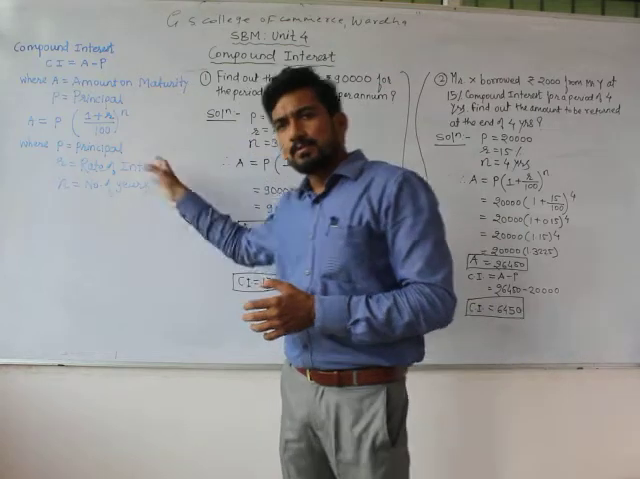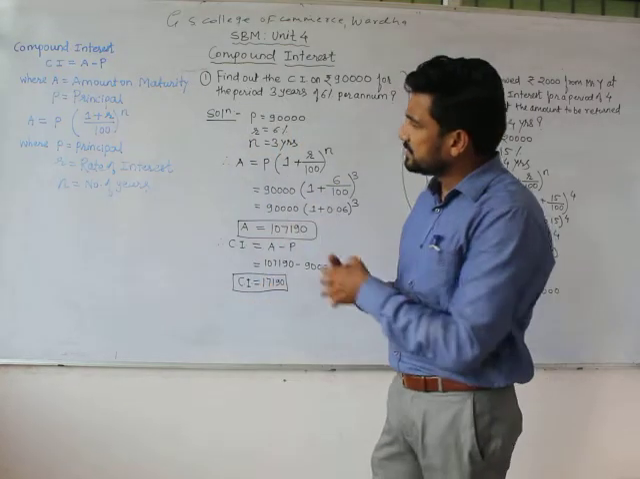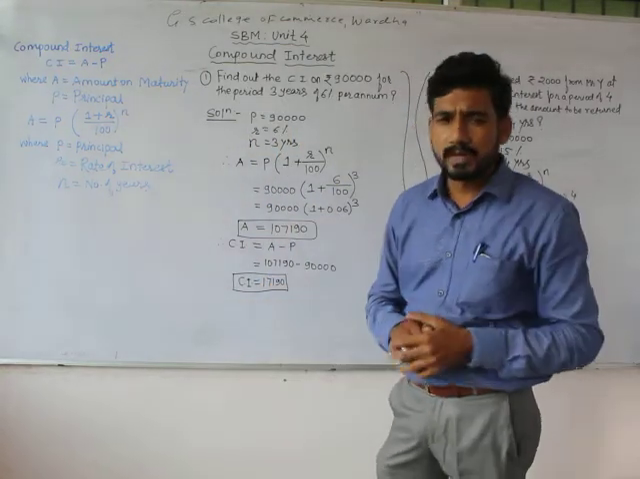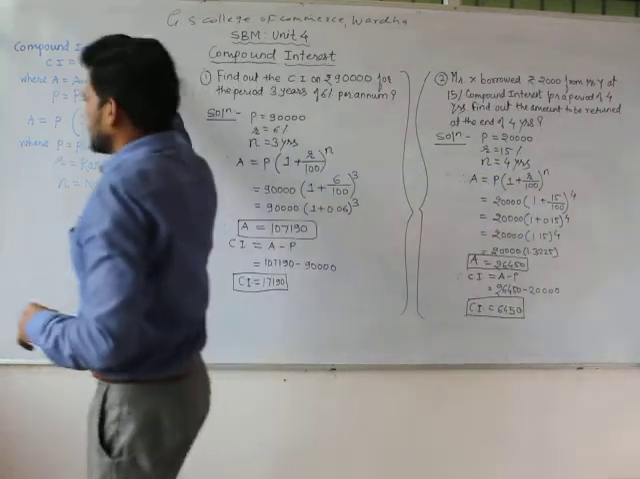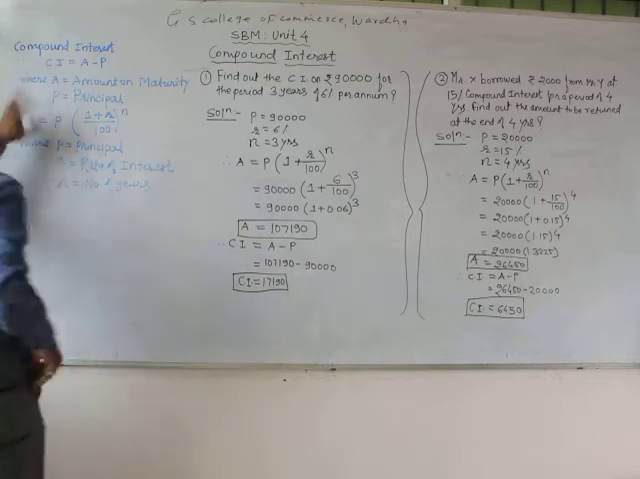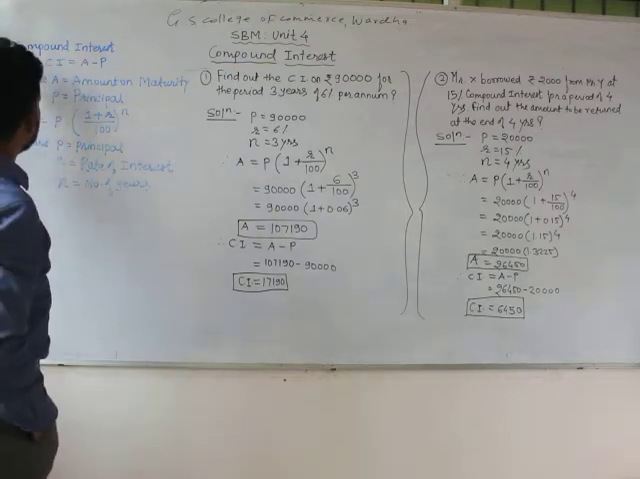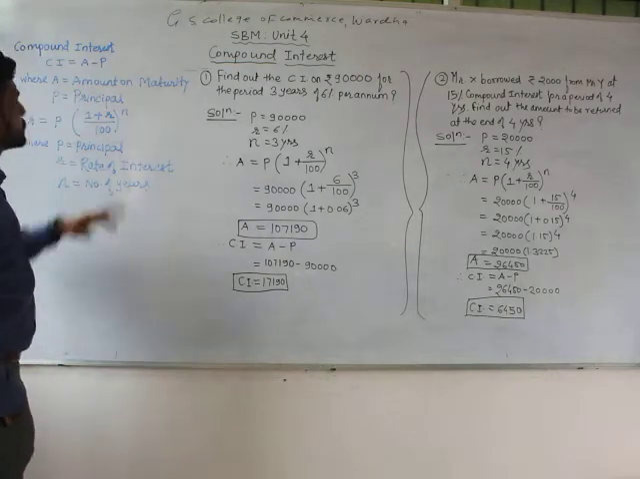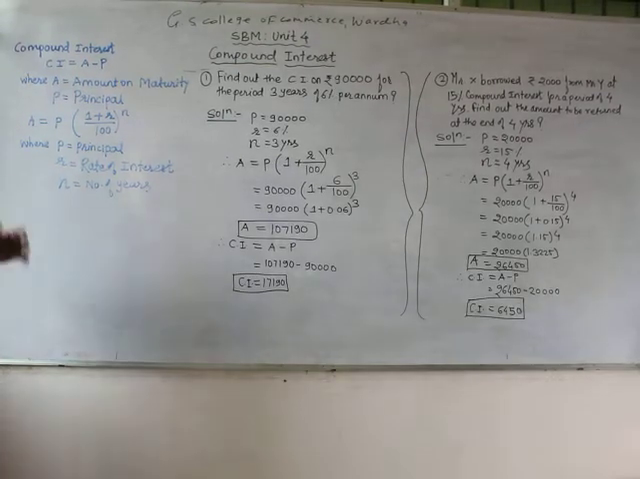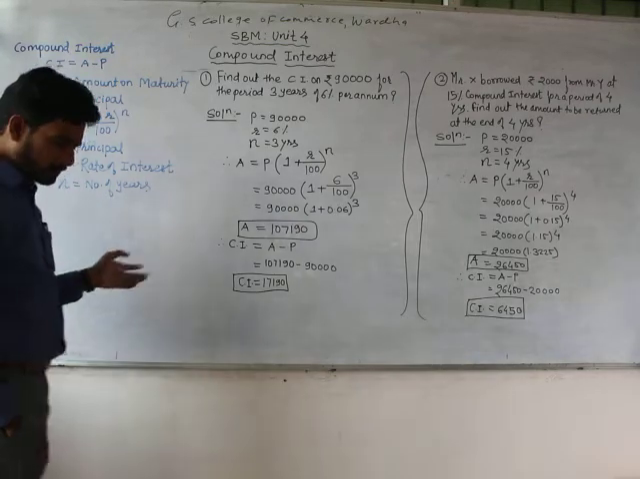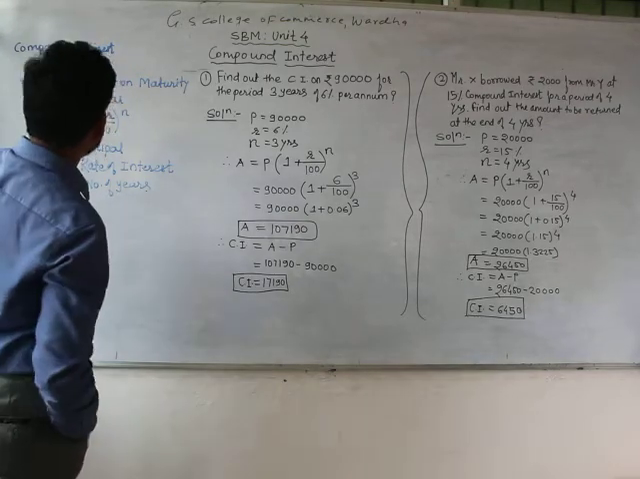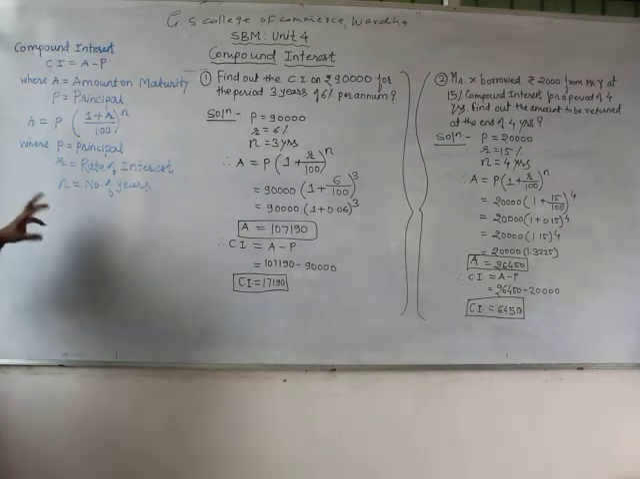We will first see the formula, what is in it and how we have to do the calculations, and then we will move to the solutions. Compound interest is denoted as CI. C stands for compound, I for interest, equals A minus P. That is the formula to calculate compound interest. First we will see what A is and what P is. We also studied that in the last lecture, but in a new lecture we have to start from scratch.